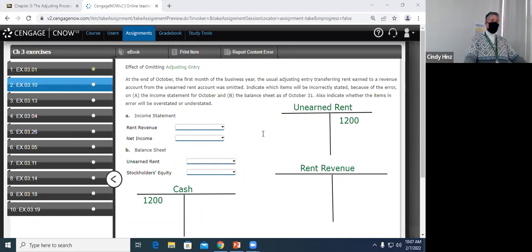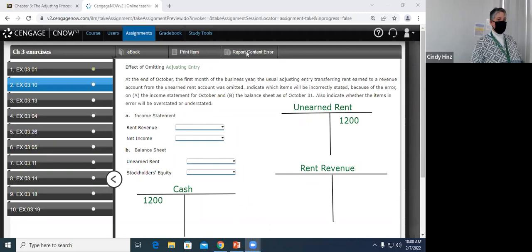So here's where we are when October starts. We have recorded $1,200 in unearned rent because we have a liability. Remember, it's a liability. We owe $1,200 worth of rental space to our tenant. So when we get to the end of October, we've now earned 1 month of that, right? $200 using the amounts that I suggested, $200.